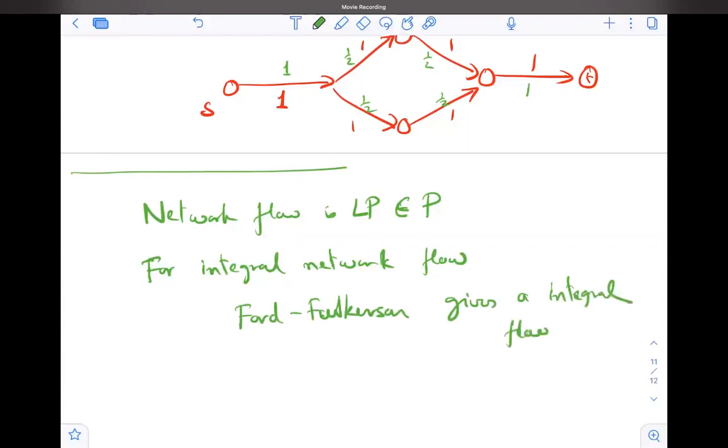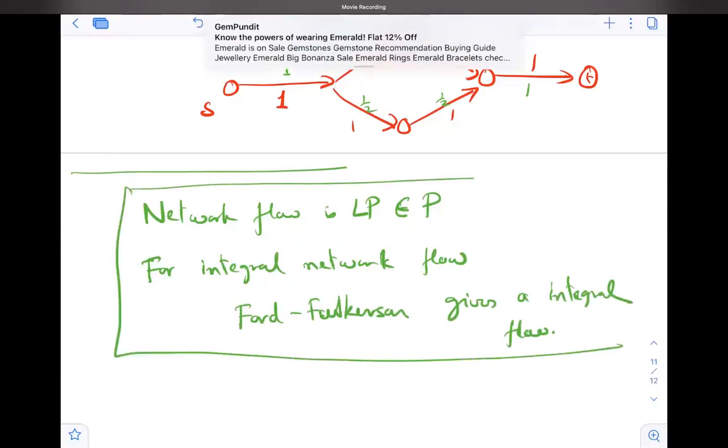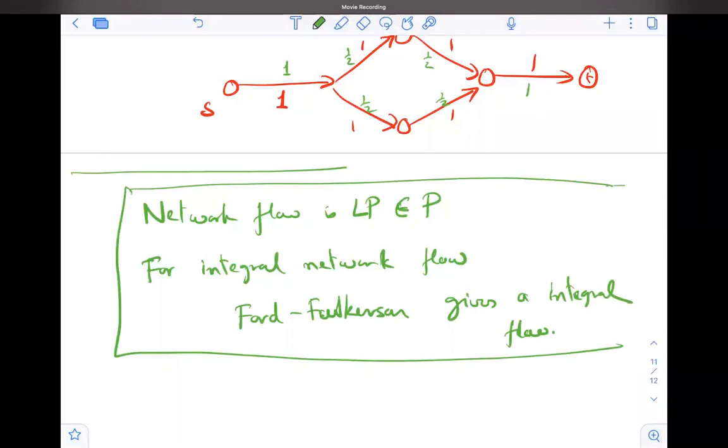Okay, now I think I'll stop here today, but what I'm going to ask you guys is to use this observation to solve your matching problem. Can you now obtain a polytime algorithm for finding the maximum matching in a graph?